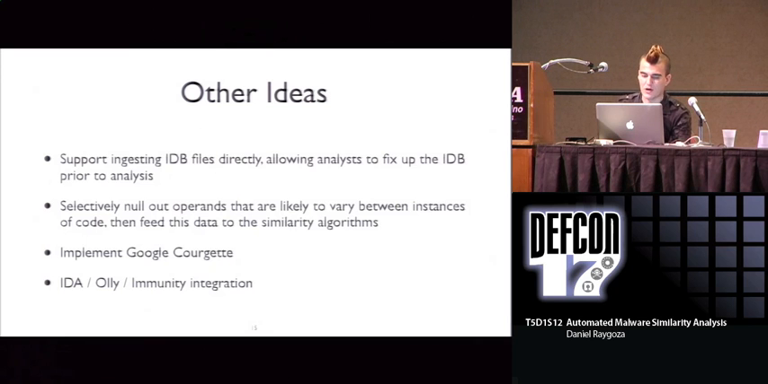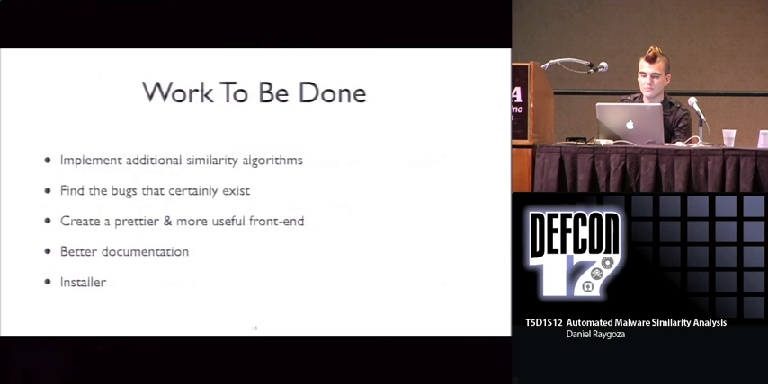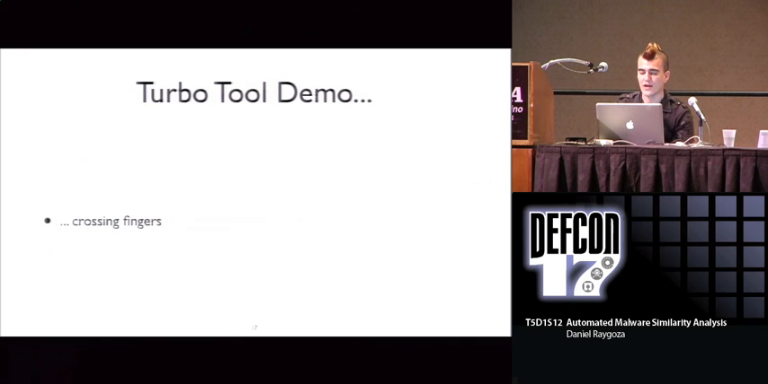I'd also like to work on IDA and Olly and Immunity integration so that as you're looking through code, it might automatically comment code that's similar to something you've seen before or other samples you've seen before. As I said, right now it's just fuzzy hashing only, which I think is working really well. There are a couple of small bugs that aren't a big deal, but there's definitely work to be done, and that's why I want it to be a community project as opposed to something only I work on.